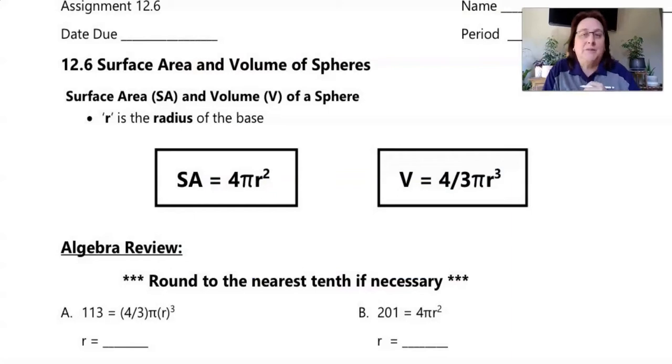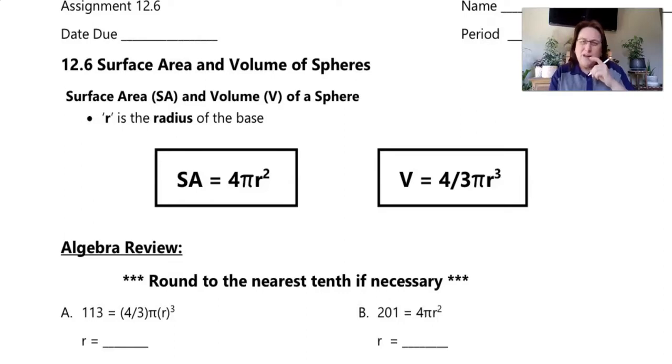All right, so guys, when we're doing spheres today, we're going to talk about both surface area and volume. Remember, surface area is everything that's on the surface. Volume is everything that's on the inside. So let's go take a look at our formulas. Right here, surface area. Remember, R is the radius. Now, that talks about the radius of the base when we're talking about surface area.